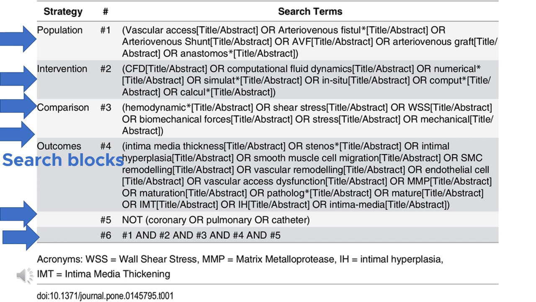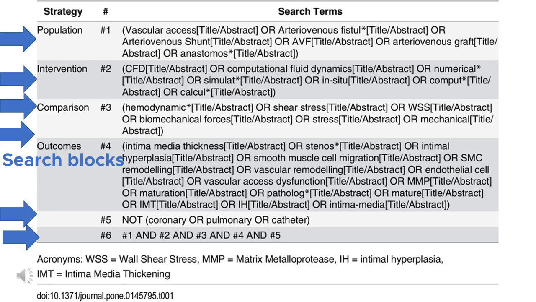And then they excluded with the NOT the coronary pulmonary catheter, so they didn't want to have those parts of the heart, or they didn't want to have catheters in their studies. And then 6 just ties it all together. It says, I want to search for population and intervention and comparison and outcomes. Now this may seem a bit like Chinese now, but it will become clearer in the next videos.